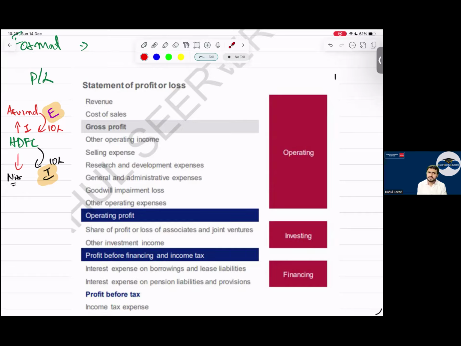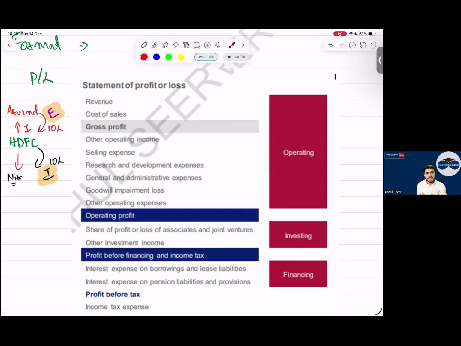HDFC daily business, no, sir. Business, but I'm saying the amount which is received. I'm not asking about income and expense. I'm asking about the asset, liability, or equity. The liability. HDFC should have it in the books as a liability, yes or no? And when it comes to Nirbhay, it will be the opposite.